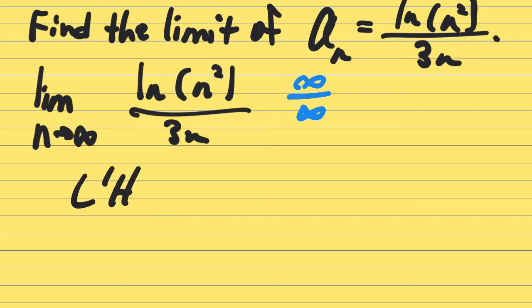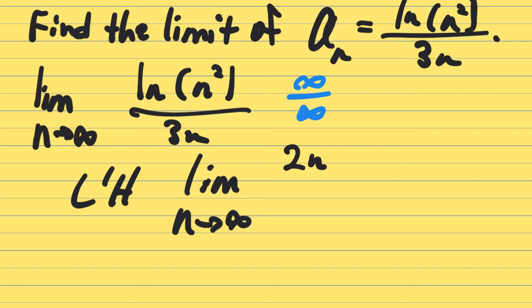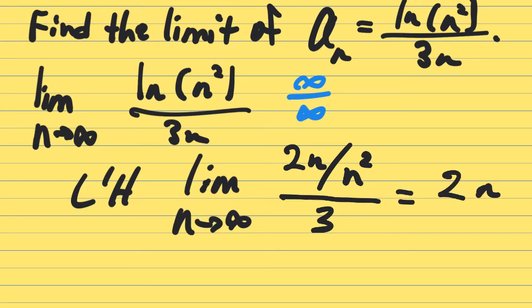By L'Hopital's rule, we can take the limit, or excuse me, I was trying to write and talk. We can take the derivative of the numerator and derivative of the denominator separately. The numerator, natural log of n squared, its derivative is 2n over n squared, derivative over original. And you've heard me say that from previous videos. The denominator's derivative is 3. So this simplifies to 2n over 3n squared.